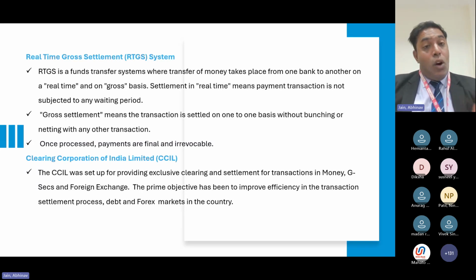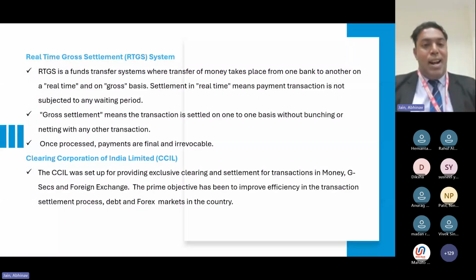On the other hand, what is the difference in NEFT? It is National Electronic Fund Transfer, where the settlement is done on the basis of half-hourly intervals. The transactions of a half hour are clubbed and then settled. And here in gross settlement, RTGS, we are doing one-to-one settlement. So this is the difference between NEFT and RTGS.